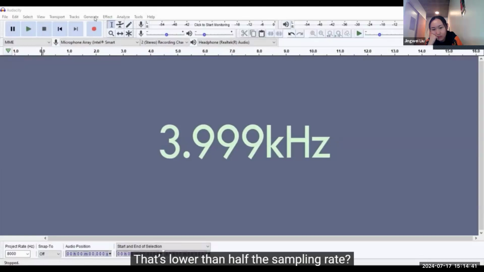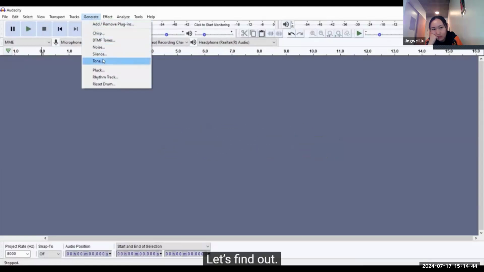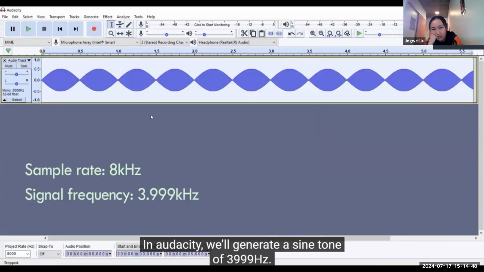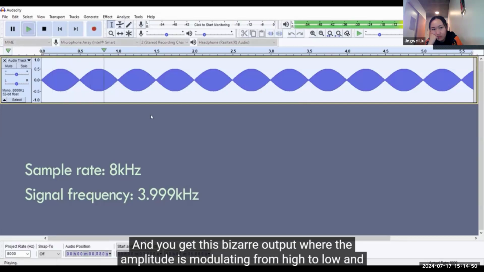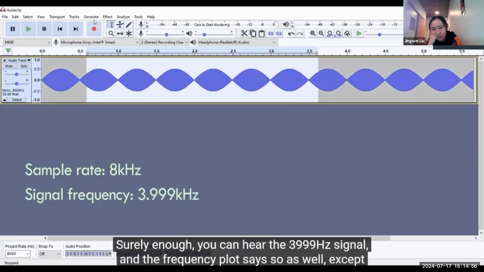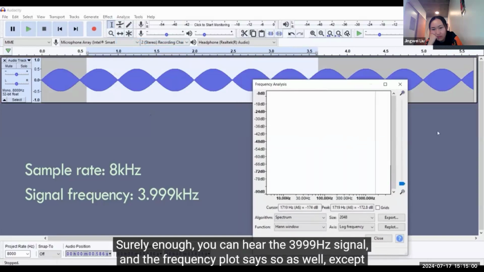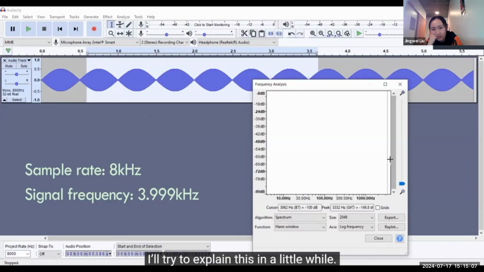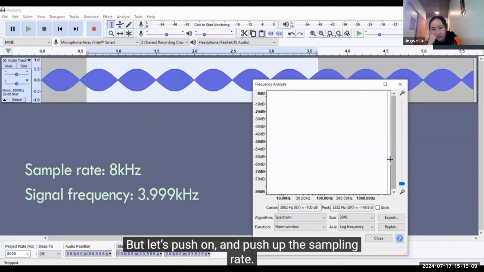That's lower than half the sampling rate, right? Let's find out. In Audacity, we'll generate a sine tone of 3,999 Hz. You get this bizarre output where the amplitude is modulating from high to low and back constantly. Surely enough, you can hear the 3,999 Hz signal, and the frequency plots say so as well, except for the fact that the amplitude is all messed up. I'll try to explain this in a little while, but let's push on and push up the sampling rate.